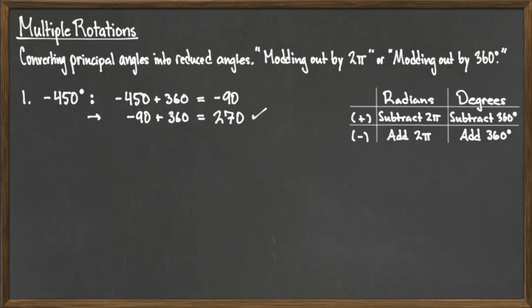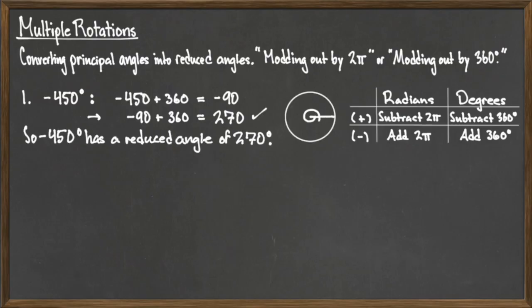So this is the reduced angle of negative 450 degrees. This means that 270 and negative 450 degrees are coterminal. That means if I draw them on the unit circle, they're going to have the same terminal side. So again, the reduced angle of 270 doesn't record what direction I went or how many times I went around the unit circle. It just cares where the terminal side is between 0 and 360. But negative 450 does have a little bit more information embedded into it, and depending on the problem, that could be useful.